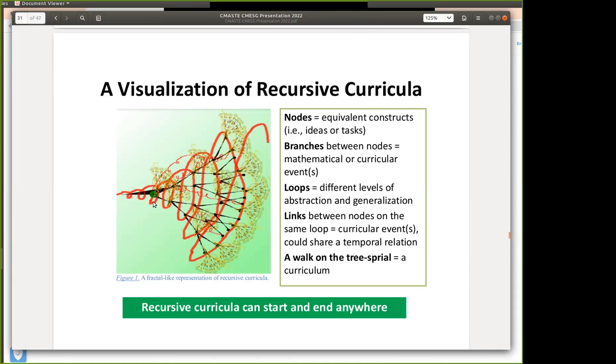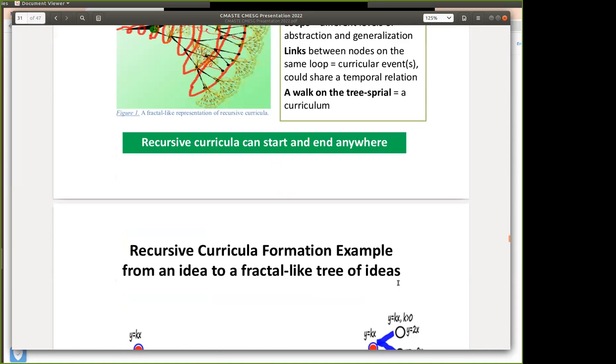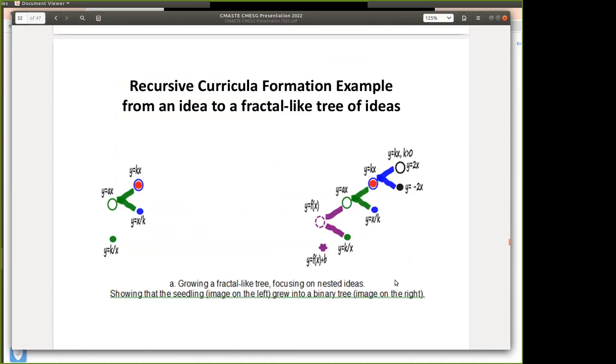So in this particular visualization, the left-hand side has more abstract ideas, so you see the number of nodes decreasing. And the right-hand side has more nodes, just because it represents more concrete, particular examples. And when you walk across this tree, which I call a tree spiral, and you get a path, that's the curriculum. And how can we design a walk, or design a spiral tree?